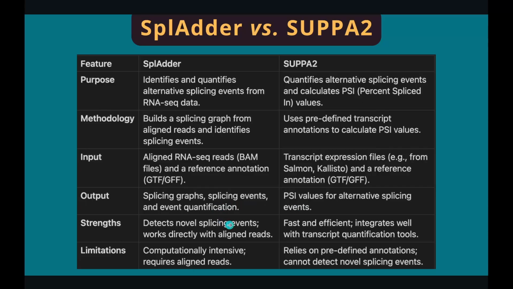SPLAdder can detect novel splicing events, but it requires a lot of computational resources, while SUPPA2 can only identify known splicing events, but it's much faster and more efficient. So pick the one that fits your research the best.